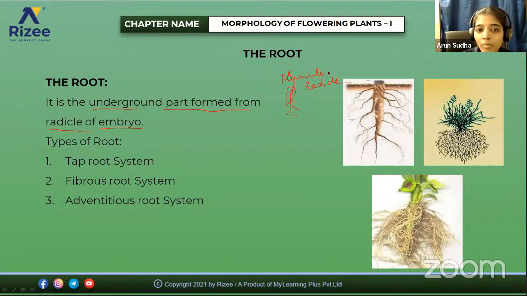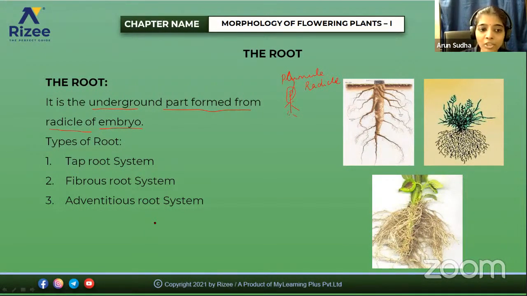So it is the underground part formed from the radicle of the embryo. There are different types of roots. The first one is the taproot system, the second one is the fibrous root system, and the third one is the adventitious root system. You have all been studying about the root and the stem since smaller classes.